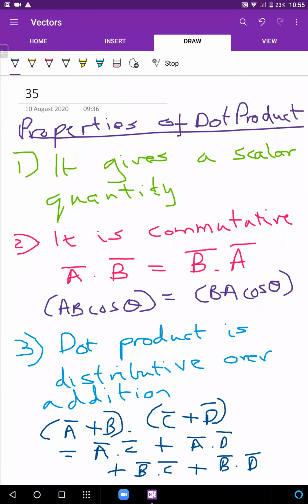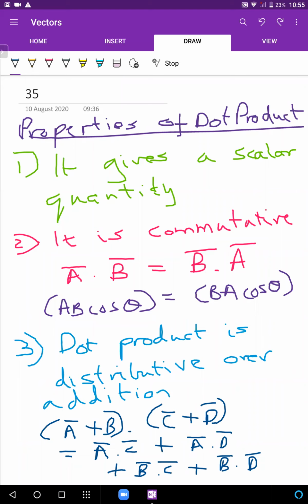And why? Yahan pe simply proof dikh raha hai. A dot B is A into B cos theta. B dot A will be B into A cos theta. Ek hi baat hogi. At the end of the day, it's a multiplication of three numbers. You write it as A into B cos theta or B into A cos theta, it makes no difference. It's the same three numbers. So A dot B and B dot A are one and the same.